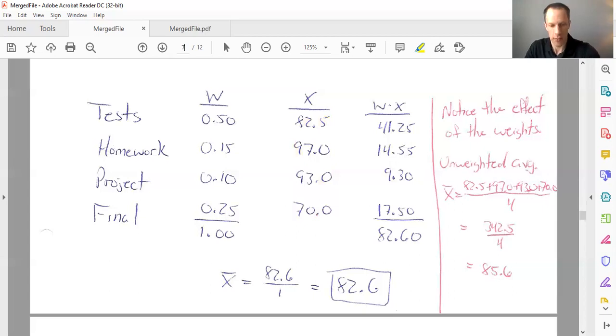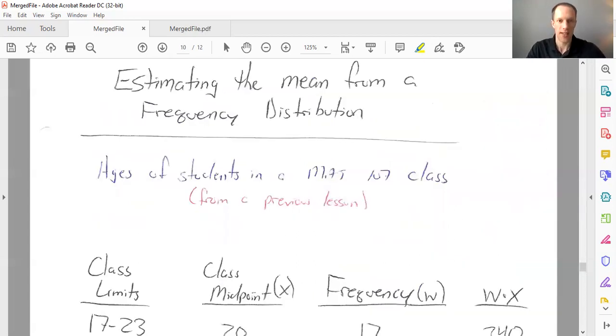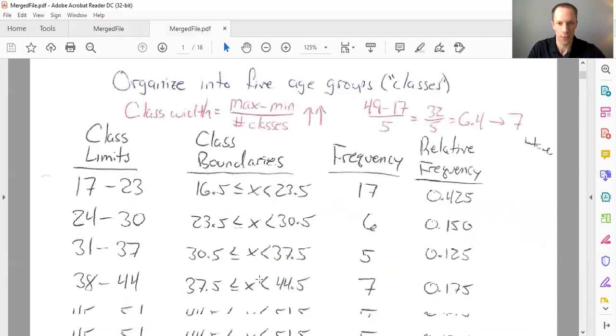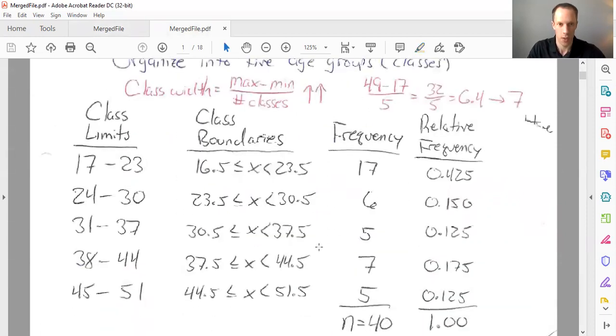Okay, one last thing from this section that I want to go over with you in this video, and it's how we can estimate the mean from a frequency distribution. Remember in our previous video, we had some data that was collected that was the ages of students in a MAT107 class. You might remember this data from the Chapter 2 video. And we organized that data into a frequency distribution.